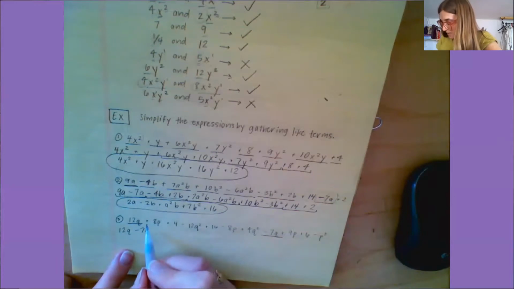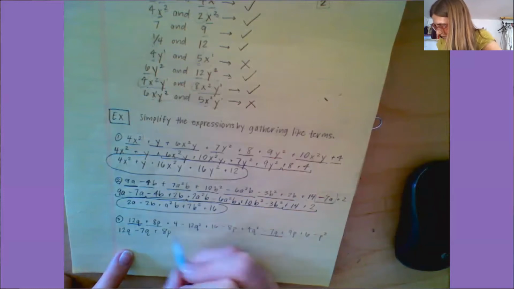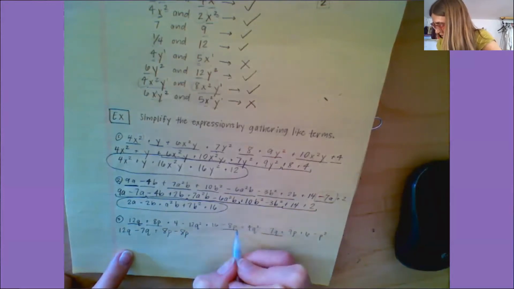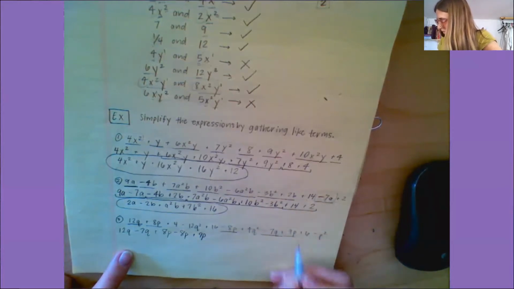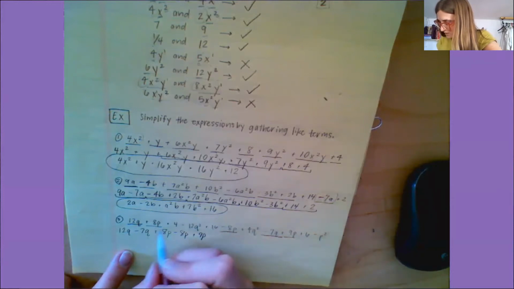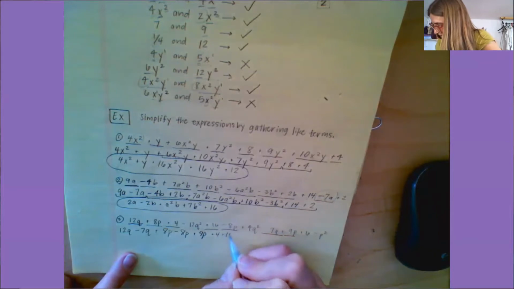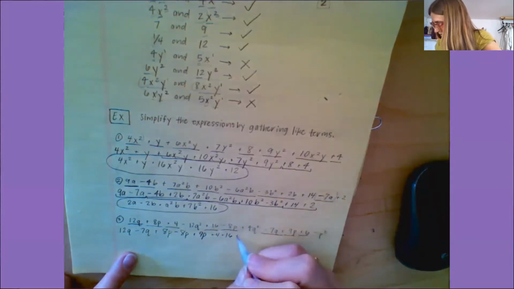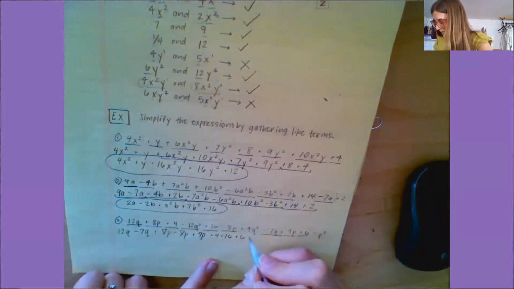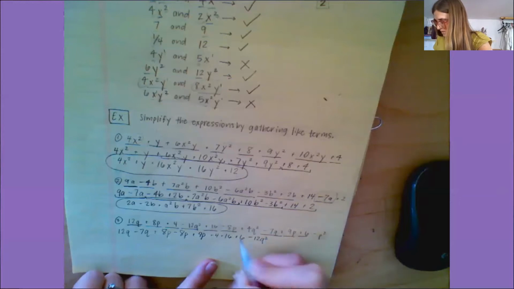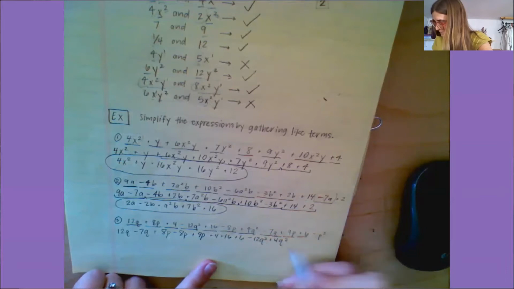Then I have 8p. Do I have any other p's? Yes, another minus 8p. Any others? Plus 9p. And then p squared. Okay, now I have my constant plus 4. Another constant here, plus 16. Plus 6. Then I have minus 12q squared plus 4q squared. And then minus p squared.